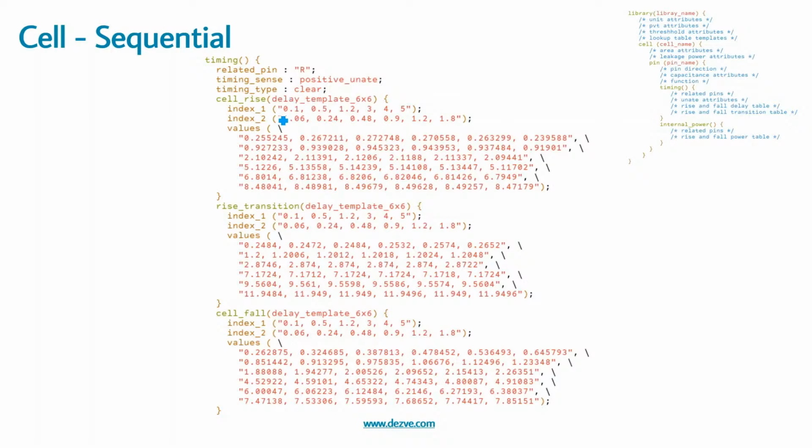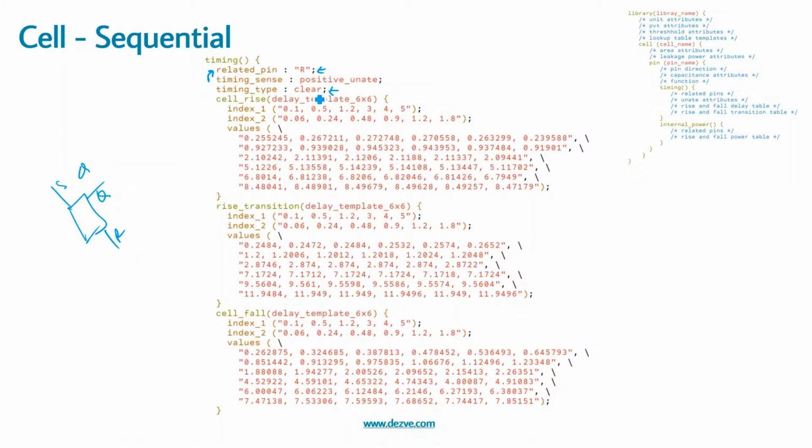Okay, now if you see this, we are trying to see a timing with respect to R. Now we are talking about this Q pin which can be changed via S and R. So this specifies the relationship of this Q pin with respect to R. So this related pin specifies that, and positive unit means that a change in this will cause a positive change here. A rise in this will cause a rise in here, and similarly a fall in this will cause a fall in this. And timing type is called clear.